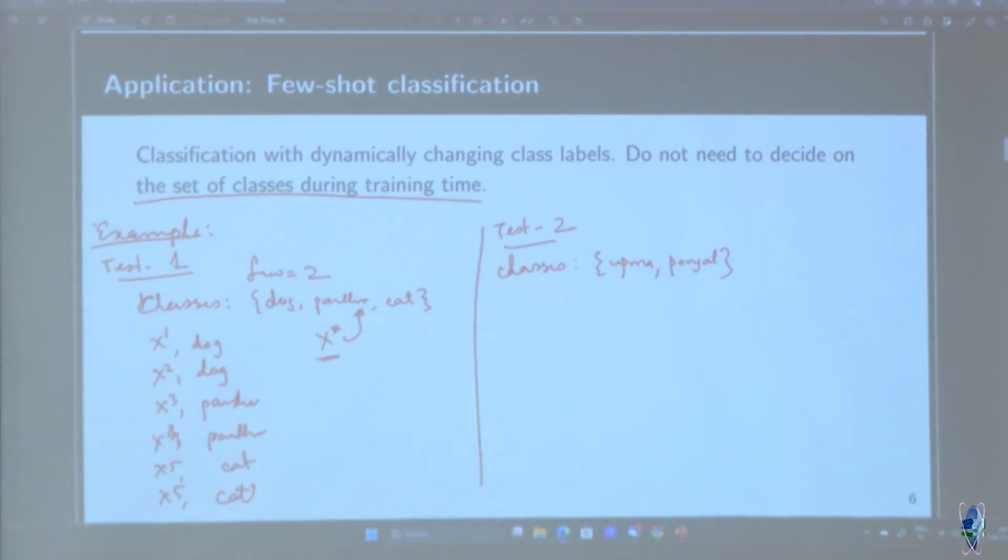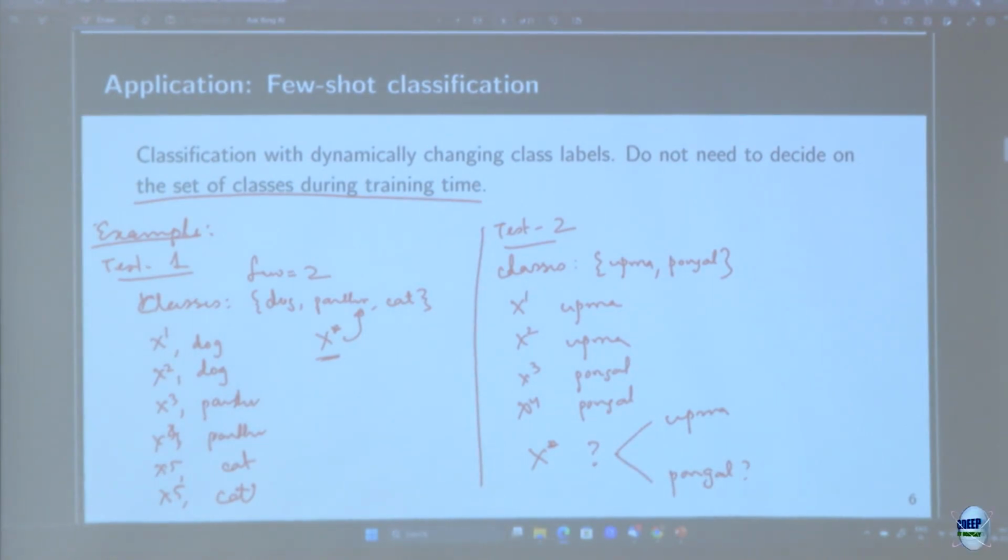So then you get from the internet some examples of images of upma and some examples of images of pongal. And now, given a new X star, you have to decide whether it is upma or pongal. So the set of class labels changes from one test scenario to another.